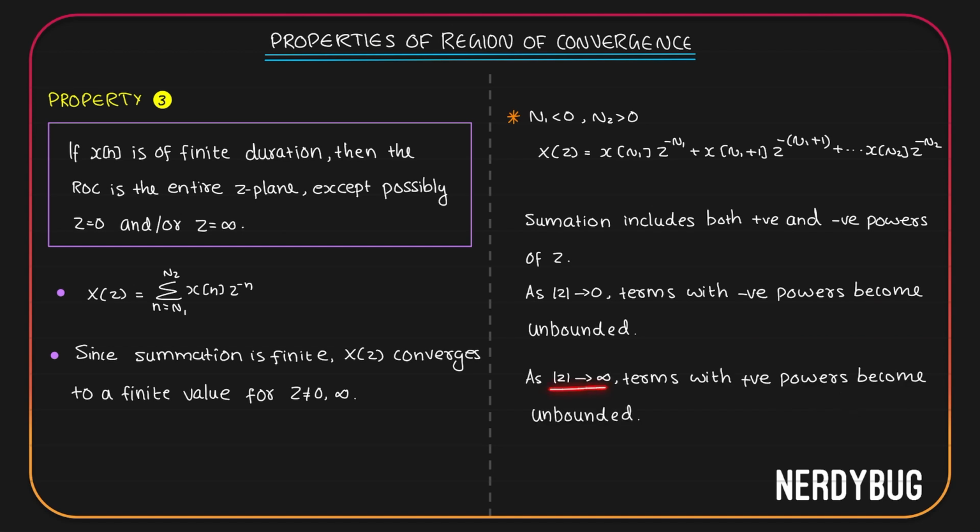Again, when magnitude of z tends to infinity, the terms with positive powers will become unbounded. For example, let us say we have z raised to minus n is equal to minus 2. So it becomes z raised to 2. Now, if magnitude of z tends to infinity, this will be infinity squared, which is again unbounded. So z equal to infinity can also not be included in the ROC. Therefore, we can conclude that if the signal ranges from a negative value to a positive value, then its ROC will contain the entire z-plane but not z equal to 0 and z equal to infinity.